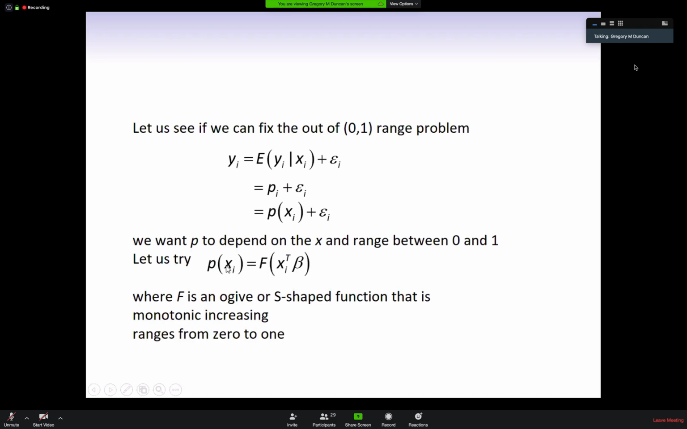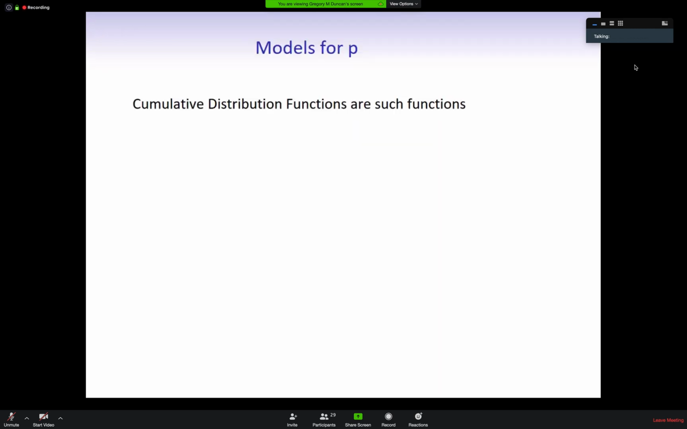And so let us try P of X equals some function F of X beta, where F is an ogive or an S-shaped function that is monotonic increasing and ranges from 0 to 1. Cumulative distribution functions are such functions. So if you took F to be the standard normal, the model would be called a probit.